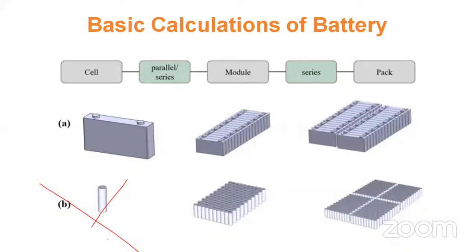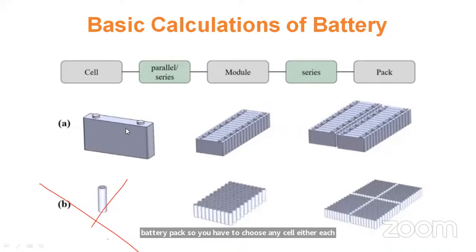So this is the parallel and series combination of the battery pack. You have to choose any cell, either cylindrical or prismatic, and then you have to make a combination of parallel and series. Then it will form a module.